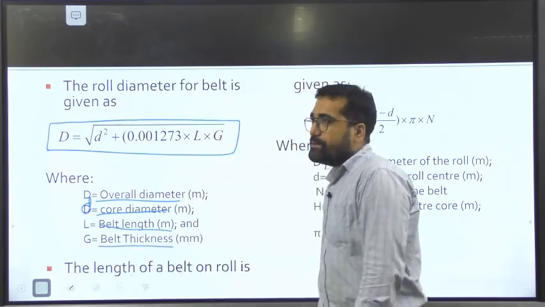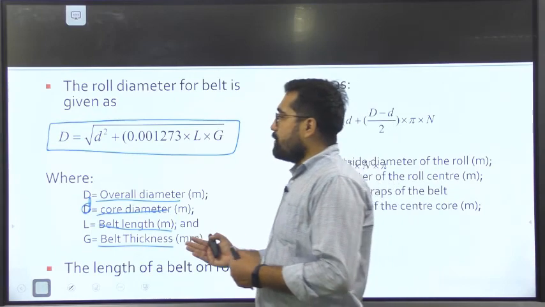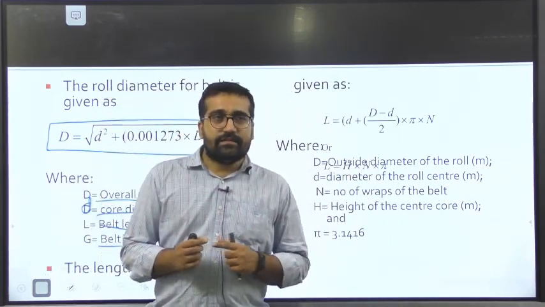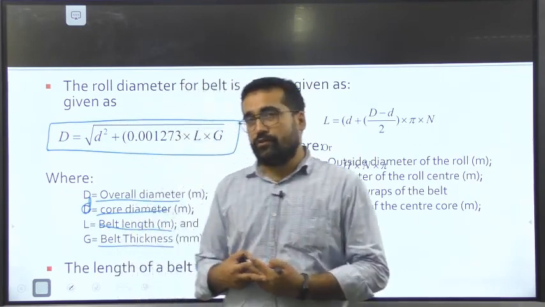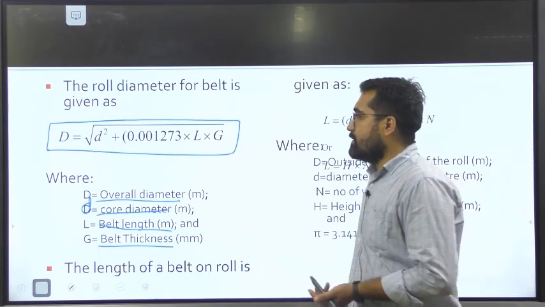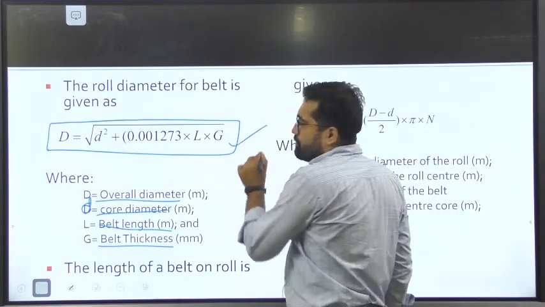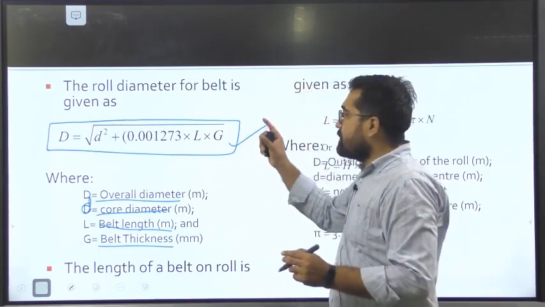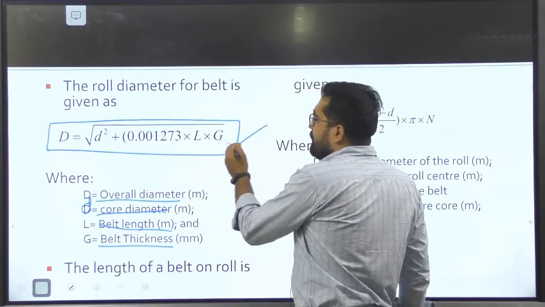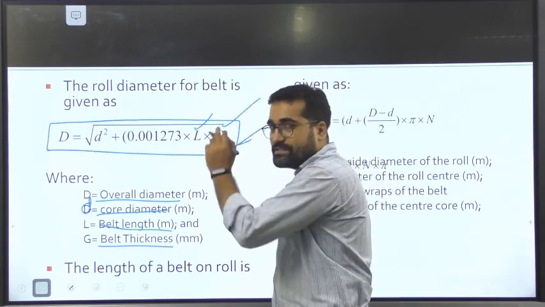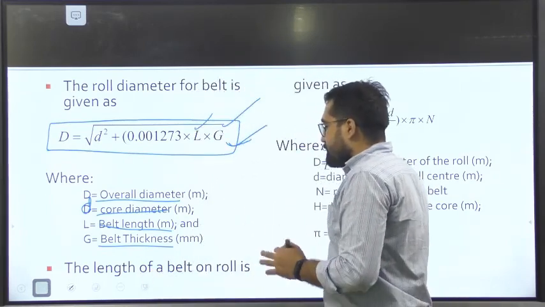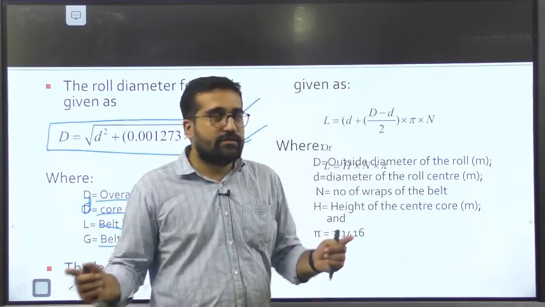Now what happens when we find the roller's diameter? There will also be an inner diameter of the roller, which will influence the overall diameter of the roller. So for that we will use this formula. When the velocity of the belt is not given to you, we will use this formula, when the length and dimensions of the belt are given. So what should be the length of the belt on the rollers?